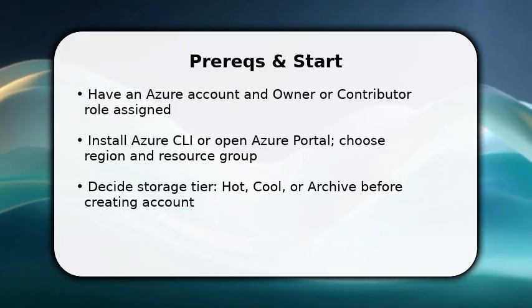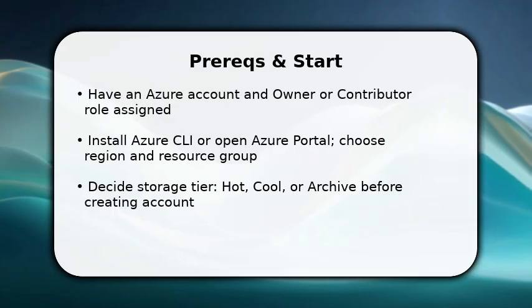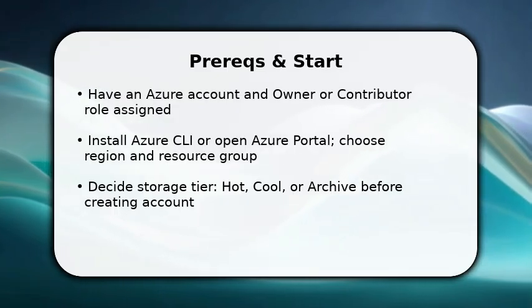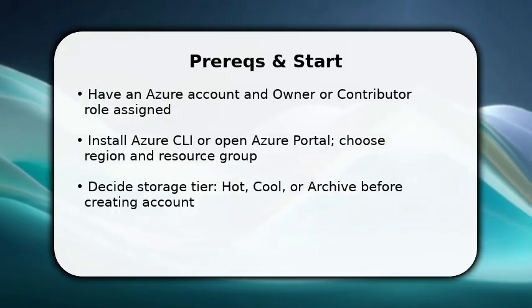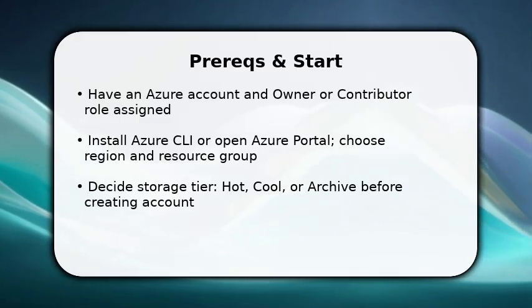Create a storage account resource and pick a unique name and region. Make sure to select the storage kind, StorageV2, and performance tier. This affects cost and latency. Once done, you'll be ready to add a container and set access rules.